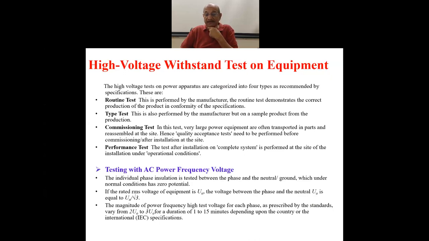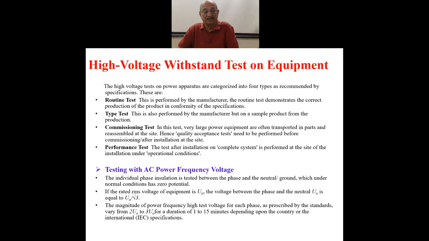If you read here, right from the beginning, the high voltage tests on power apparatus are categorized. Who would categorize? You should be able to think. Four types of tests are categorized. Obviously, who would categorize it? The specifications, the standards. These are standardized: the methods, the tests, what it includes, what it does not. So everything is done under the banner of the particular specification with which the product has been made.